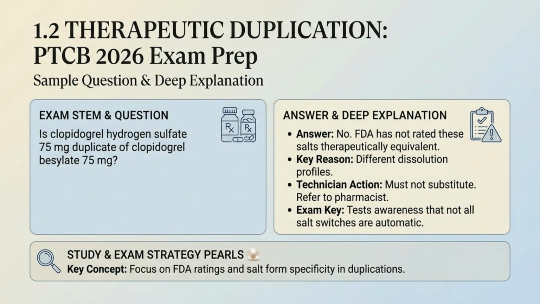Is clopidogrel hydrogen sulfate 75 milligrams a duplicate of clopidogrel besylate 75 milligrams? No, the FDA has not rated these salts as therapeutically equivalent due to different dissolution profiles. Focus on FDA ratings and salt form specificity in duplications.